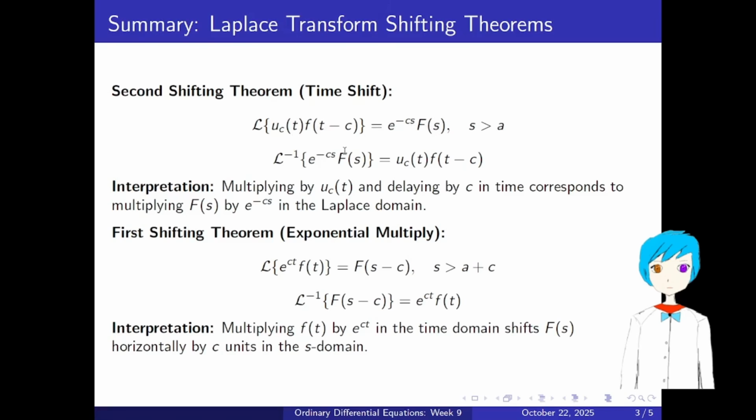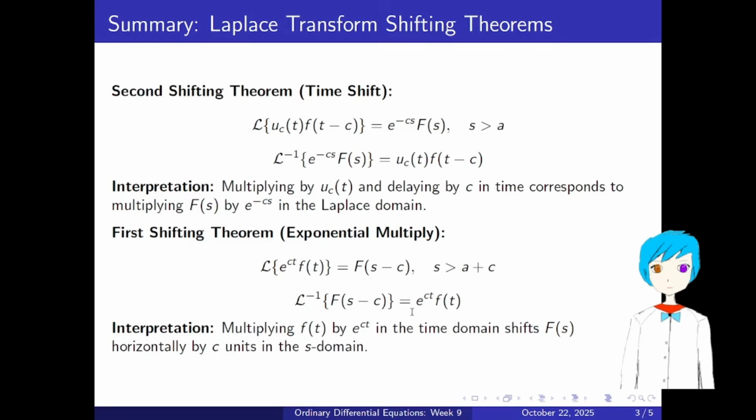Then we also have the first shifting theorem. The first shifting theorem tells us if we multiply the signal f by an exponentially growing factor e^(ct), then the Laplace transform of e^(ct) f is the Laplace transform of the original function, but with the argument s minus c. So here, if the original Laplace transform exists for s greater than a, then the Laplace transform of e^(ct) times f exists for s greater than a plus c.